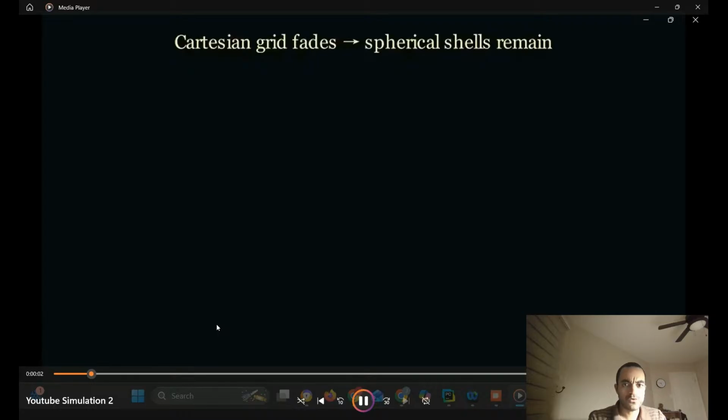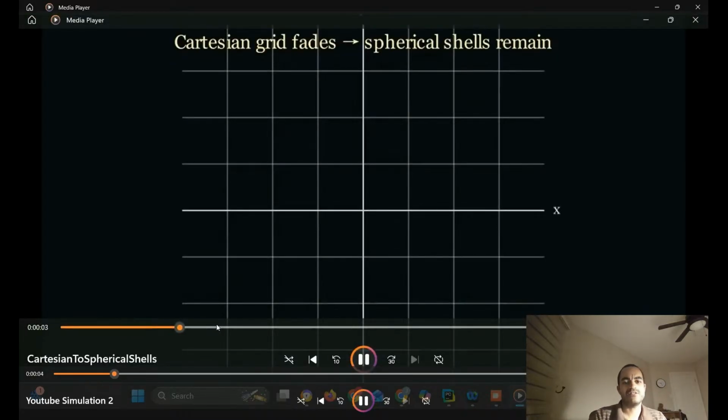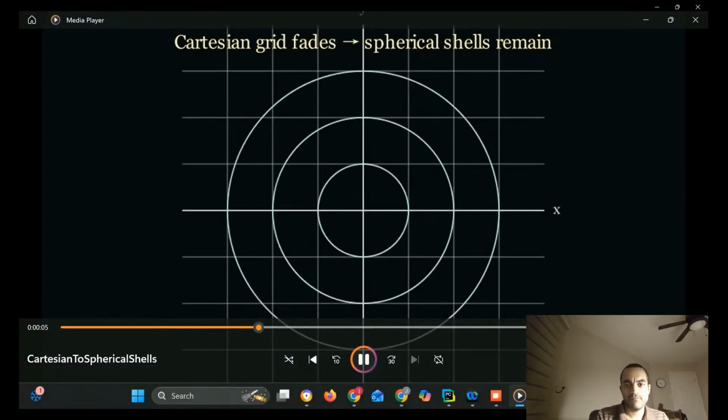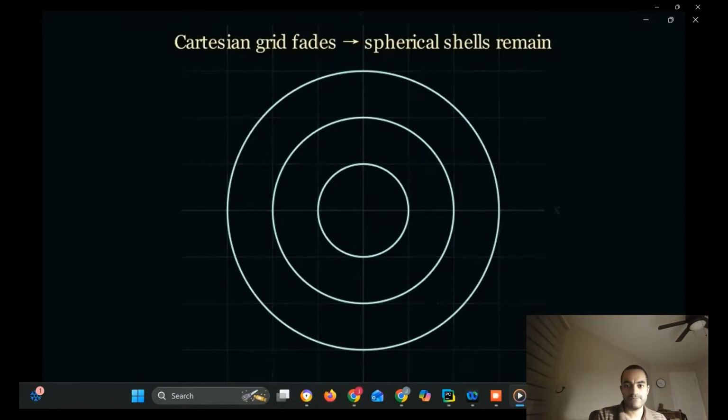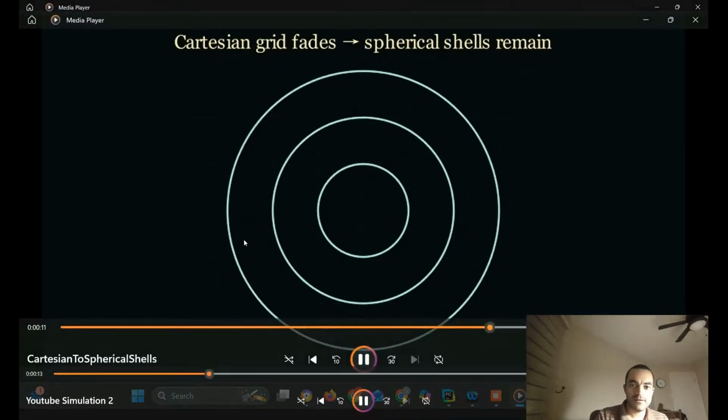All right, now we're looking at a Cartesian grid. These are spherical shells. So the Cartesian grid implies we get spherical shells only.